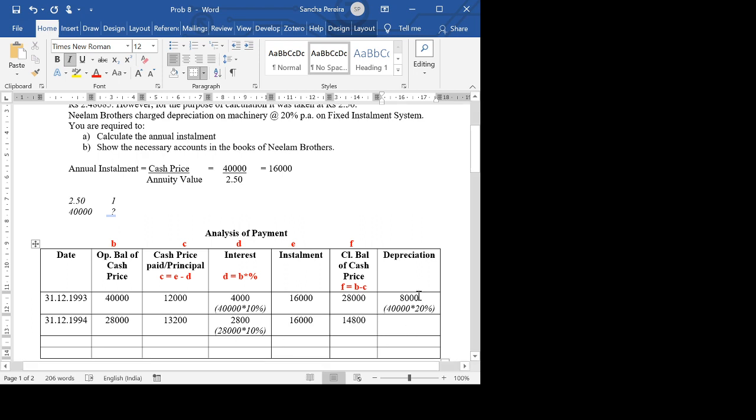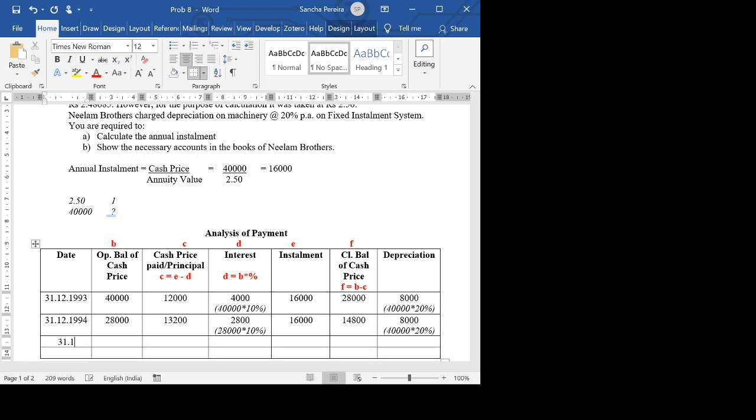We don't have to calculate the depreciation again. Why? Because it's a fixed installment method. Every year the depreciation is the same amount unless the period is different. If it's for 6 months and so on, then it may change. But every year the depreciation is the same amount because we are following the original cost method, or the fixed installment method. If it was the written down value method, we would have taken 20% on 32,000, that is 40,000 minus 8,000.